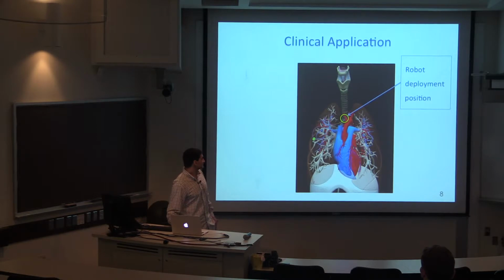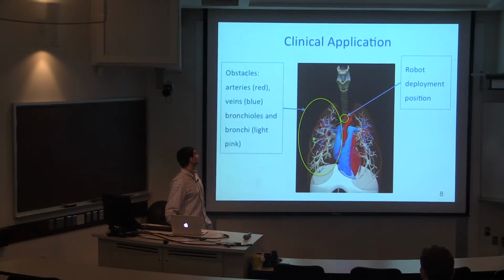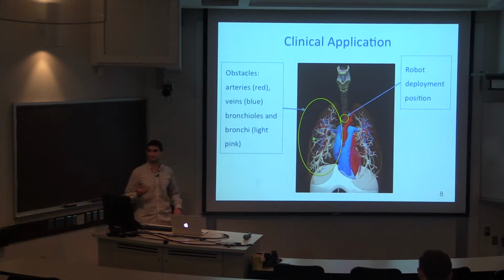And as you can see, as the robot maneuvers around the right lung, which is to your left, there are arteries, veins, and bronchioles that it must avoid. These are vital anatomical structures, and we want to make sure that the robot does not collide with them.